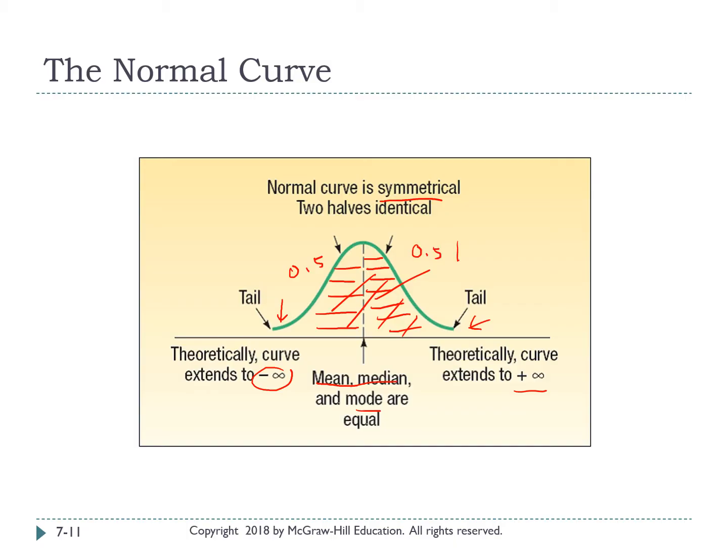So in total, if you add the left side and the right side, it will give you the value of 1. Remember, for the probability distribution, the summation of all the probabilities will give you the value of 1. So it is also applicable for the continuous probability distribution. Okay?